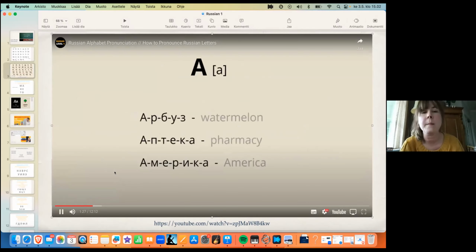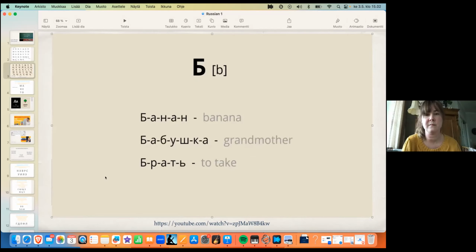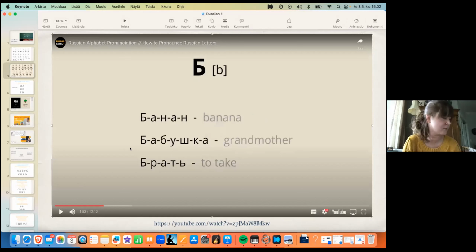A, арбуз. Arbuus. A, R, B, U, Z. Аптека. Apteeka. P, T, E, K, A. Америка. A, M, E, R, I, K, A. Okay, those were the A words.